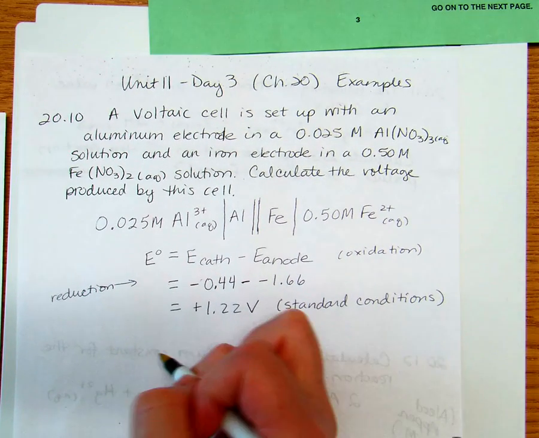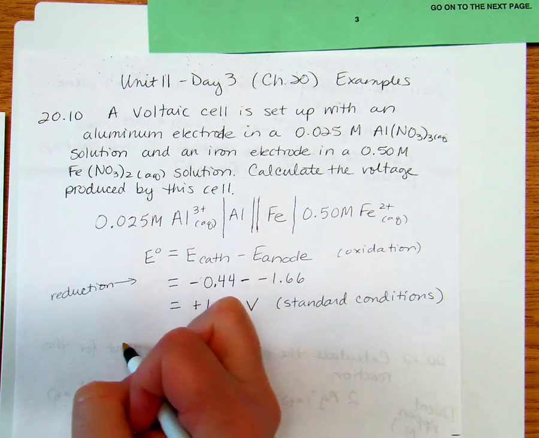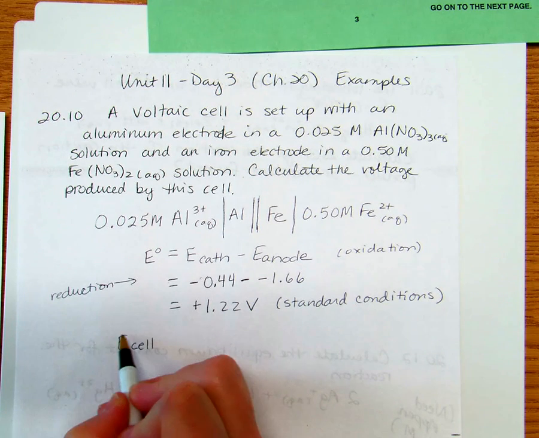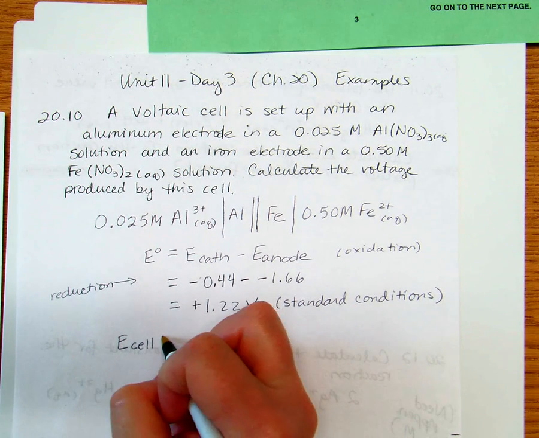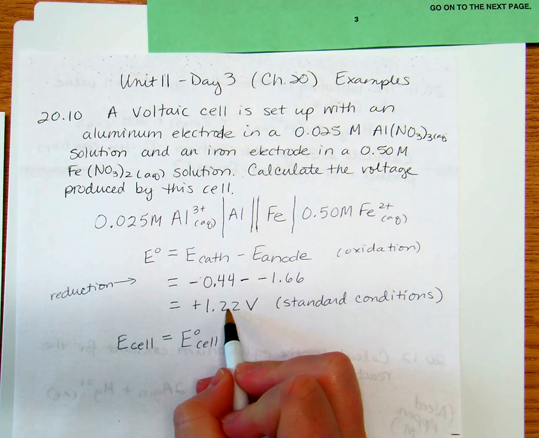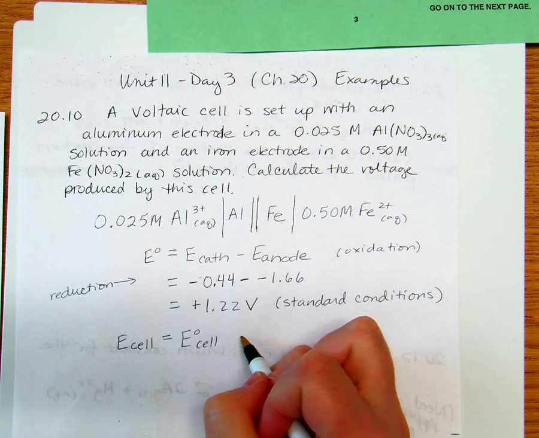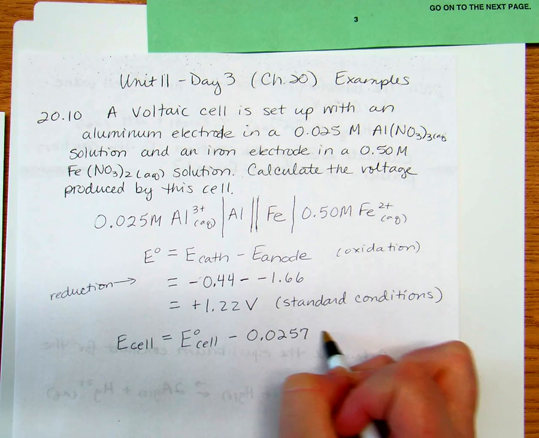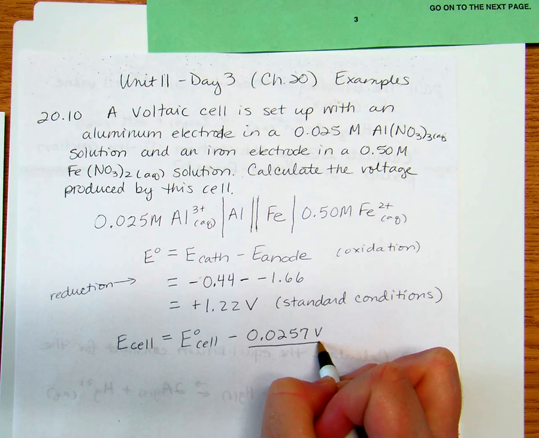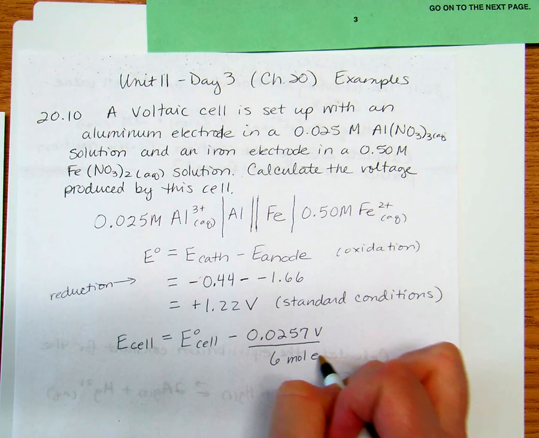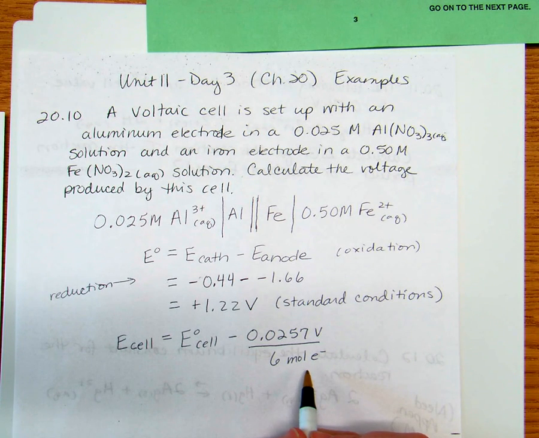And then we have the Nernst equation to lead us to the actual cell voltage. So E cell, notice the little degree symbol is gone there because we're not at standard conditions anymore. Standard conditions, we just calculated up here. We're going to use that value soon. Minus volts per 6 moles of electrons.